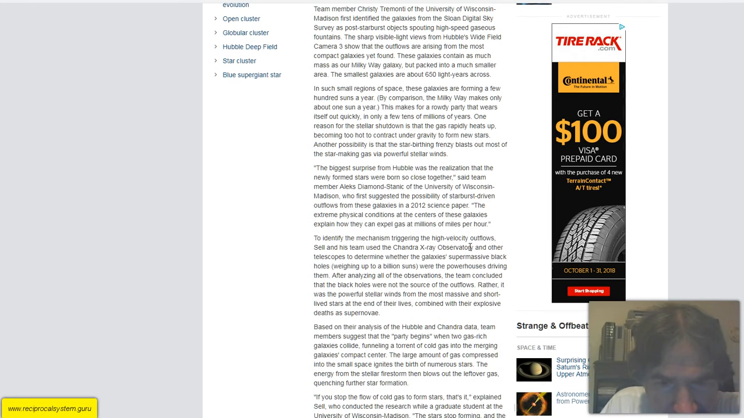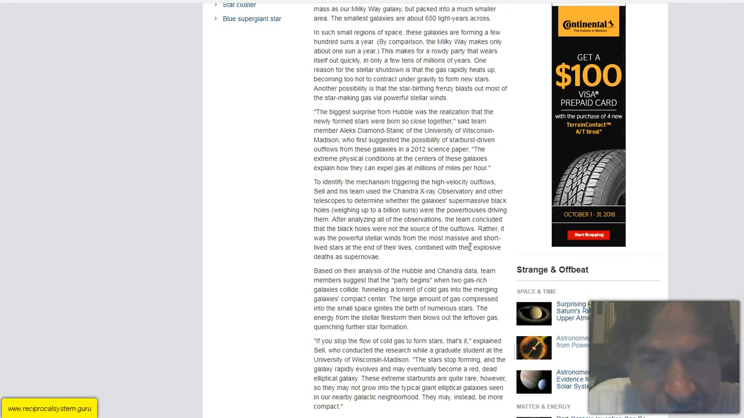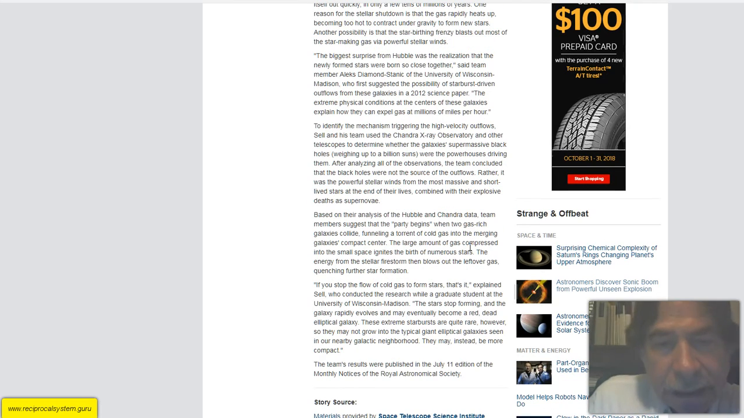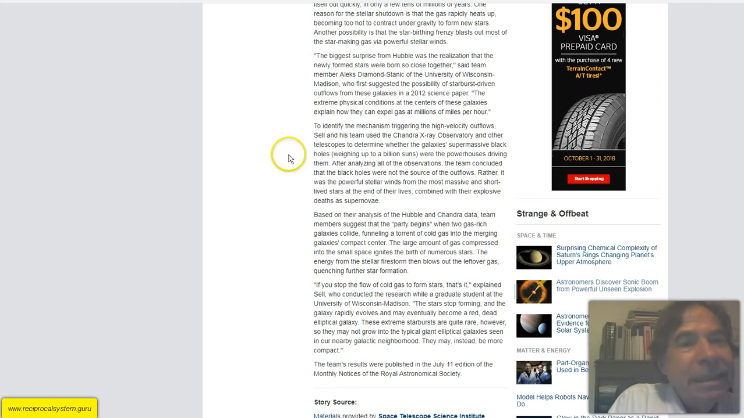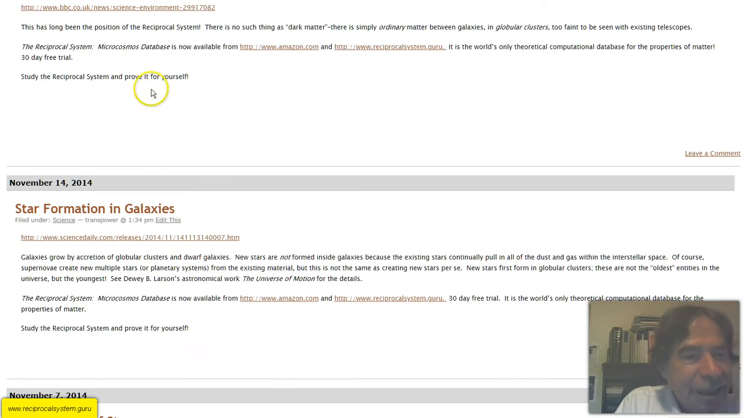Well, let's see if there's anything else here worth mentioning. So this Professor Sell says, if you stop the flow of cold gas to form stars, that's it, explained Sell, who conducted the research. It's nonsense. Alright, enough silliness from that article.